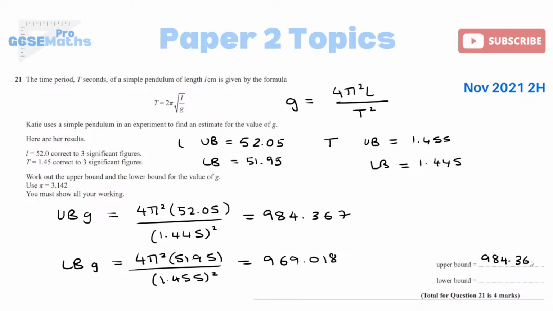So again, I'll just leave a few decimals. Always leave more decimals than you think you need is what I would suggest. So yeah, more of a tricky question, but 4 marks. And obviously question 21, this was very close to the end.